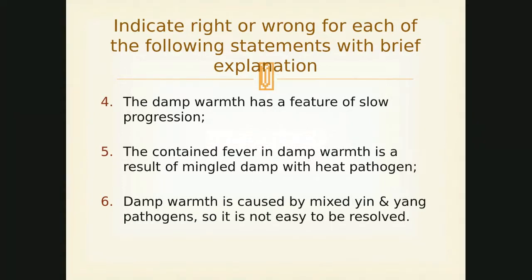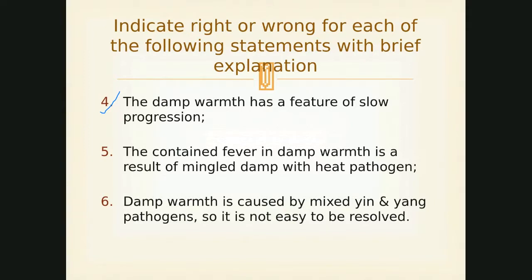Number 4, dementia. The damp warmth has a feature of slow progression. We know it's very easy to answer that. Yes, excellent. Why? The reason they have very slow progression is because of the characteristics of dampness.